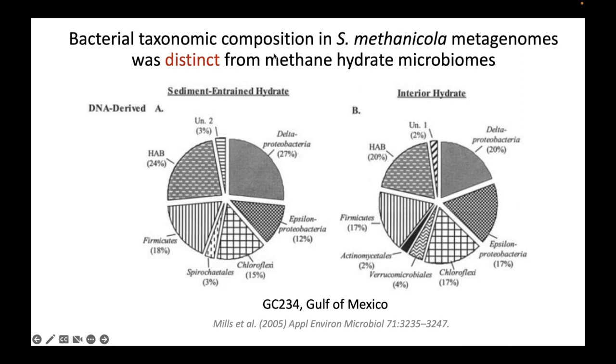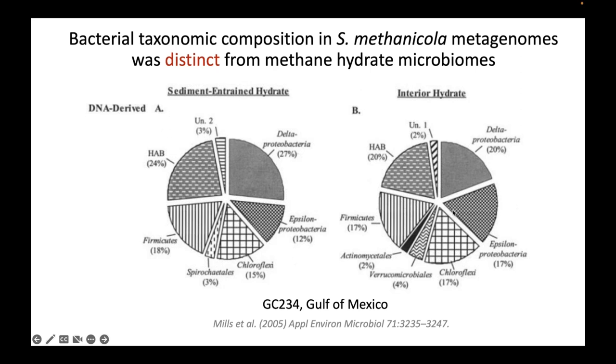The bacterial taxonomic composition in the ice worm metagenomes was also distinct from the microbiomes of its surrounding methane hydrate habitat. This figure here is an example of the composition of 16S RNA gene clone libraries that were sequenced from methane hydrate samples at Green Canyon. And Green Canyon is the same general area in the Gulf of Mexico where the ice worms were found.